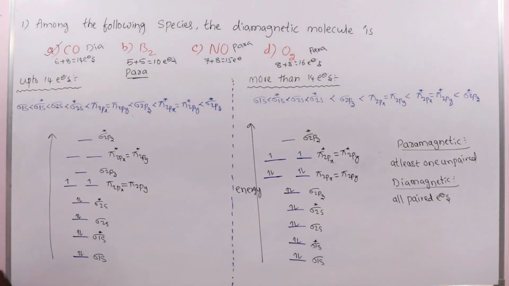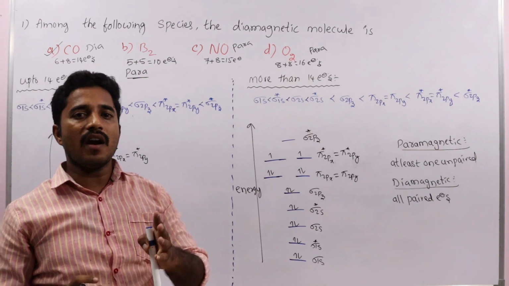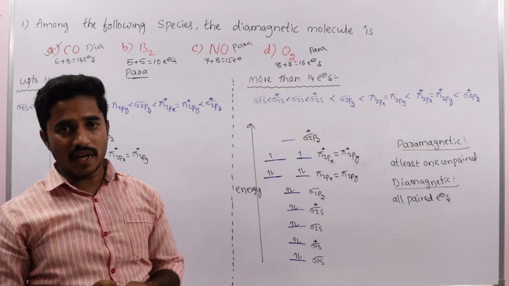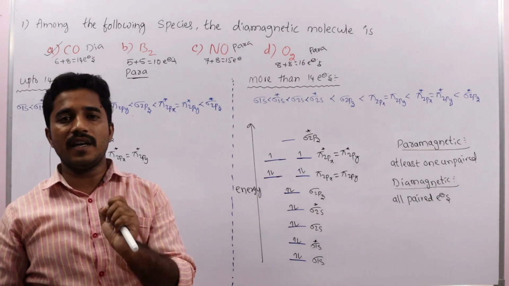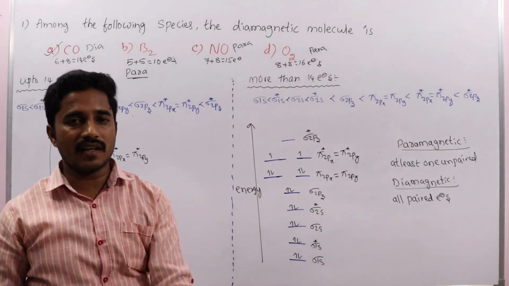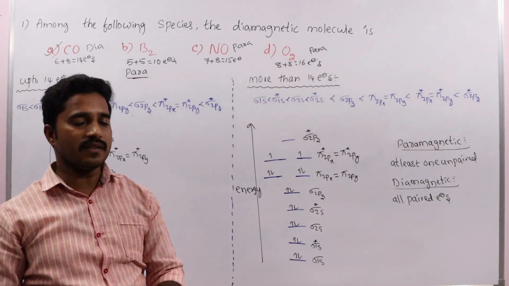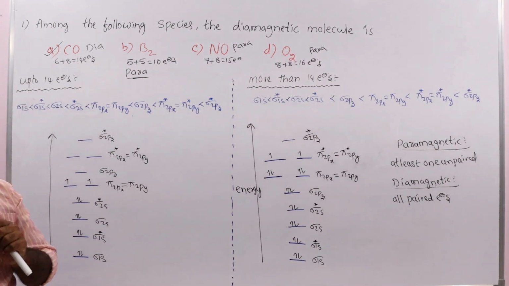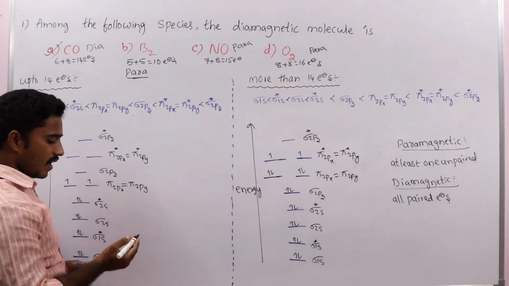And also we can find this out very easily. All even number electron containing species are diamagnetic, all odd number electron containing species are paramagnetic. All even number are diamagnetic except 10 electron containing species and 16 electron containing species. Next, all odd number electron containing species are paramagnetic species. So like that also we can find out.